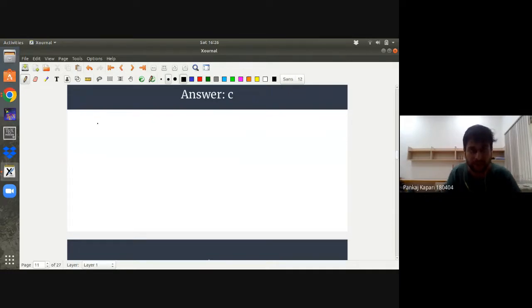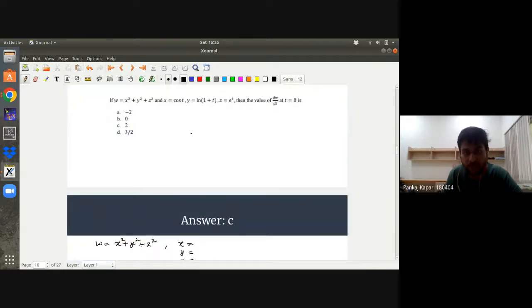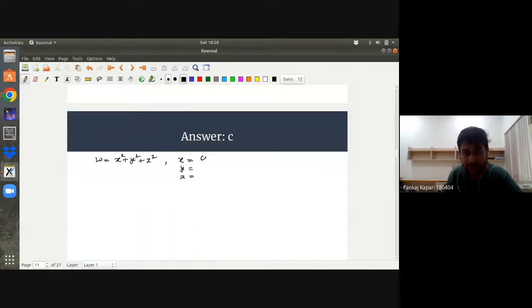but let's find out. So W is equal to x squared plus y squared plus z squared, where x is something, y is something, and z is something. So what are these? x is cos t, y is log of (1 plus t), and z is e to the power t.